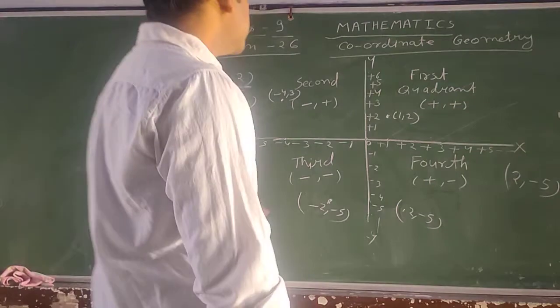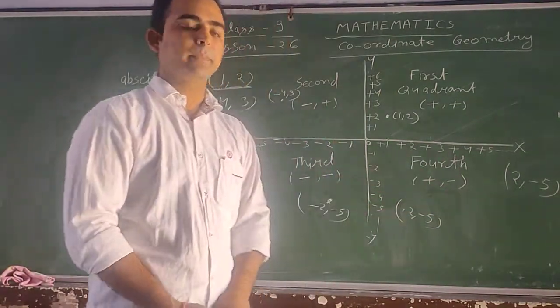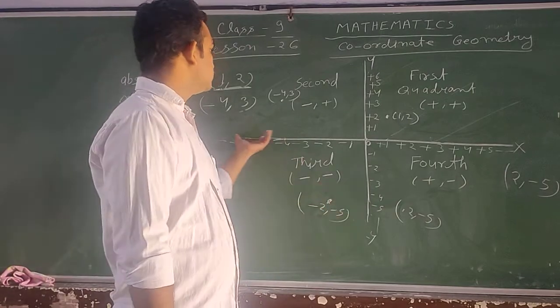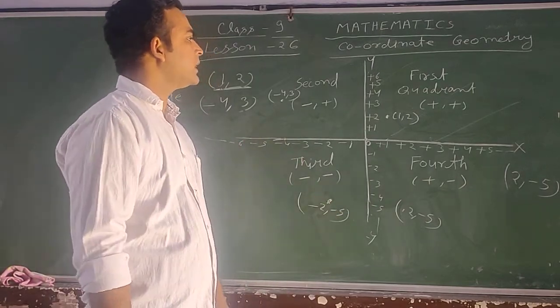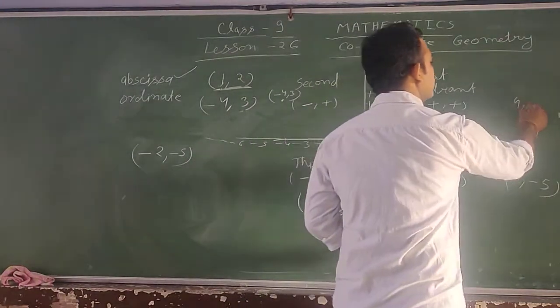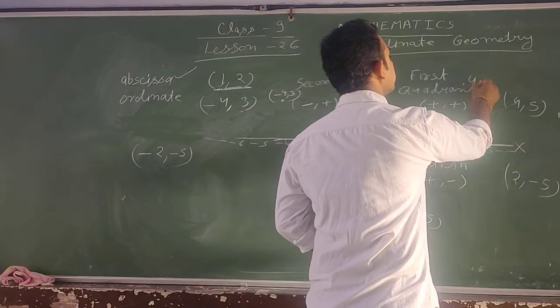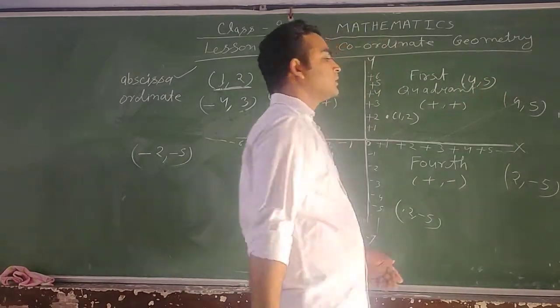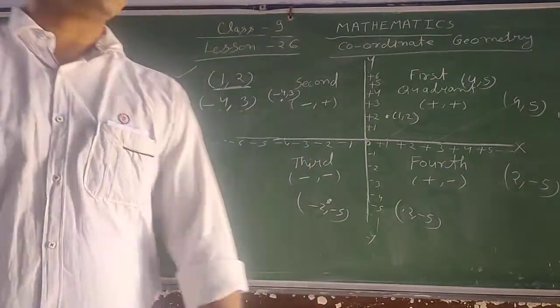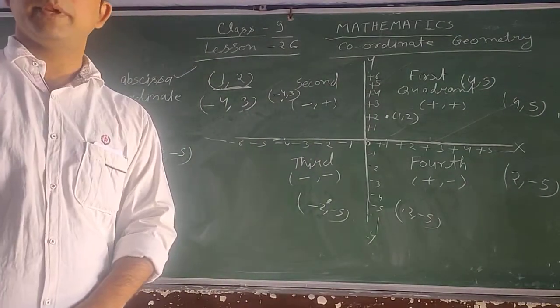So like this, in this exercise we have to plot some points on the graph paper. You have to check what the points are. Take any point, suppose 4 comma 5. Suppose you have to plot 4 comma 5, then this is 4 comma 5. So like this we can plot the ordered pair on the graph paper.